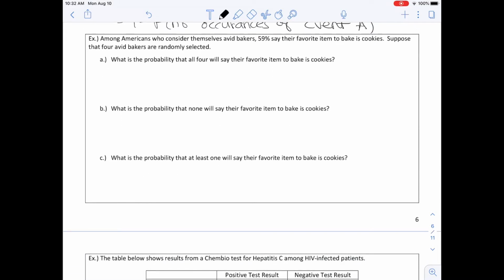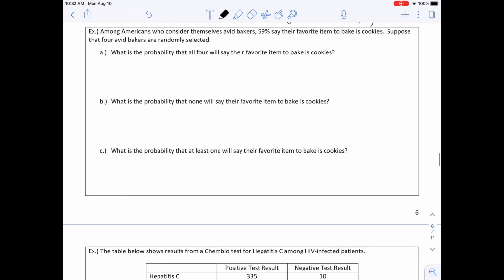So the next example says, among Americans who consider themselves to be avid bakers, 59% say that their favorite item to bake is cookies. Suppose that 4 avid bakers are randomly selected. What is the probability that all 4 say their favorite item to bake is cookies? And so we have the probability of all 4 say cookies is their favorite thing to bake.